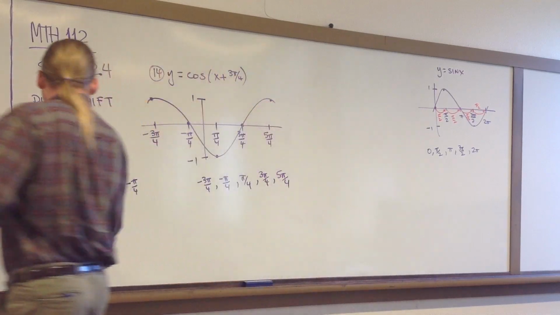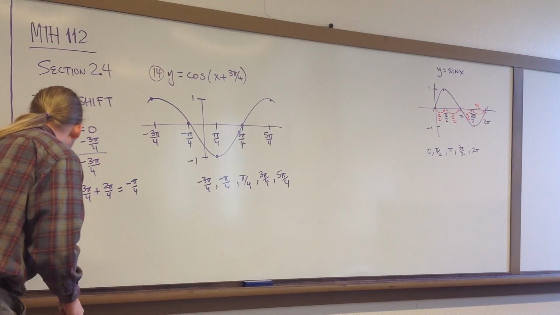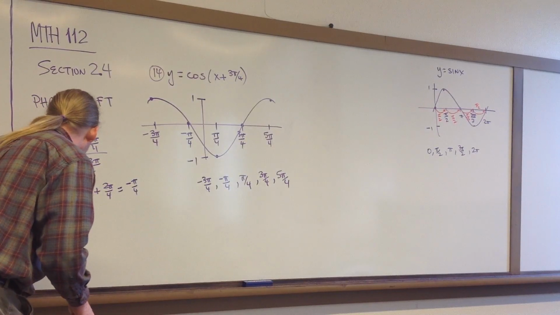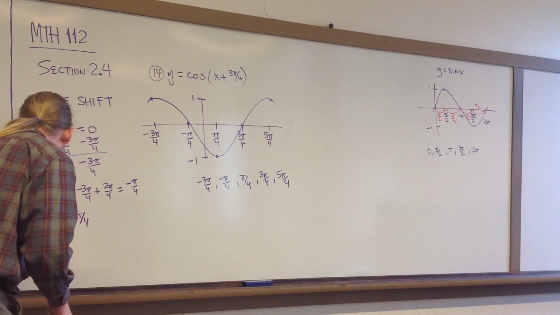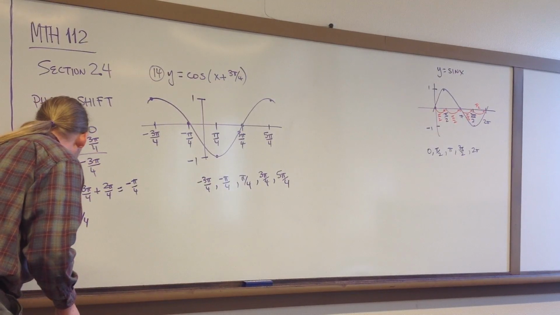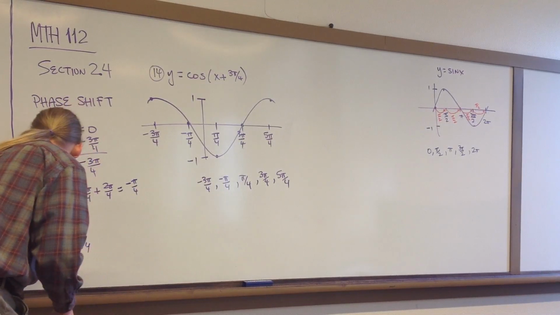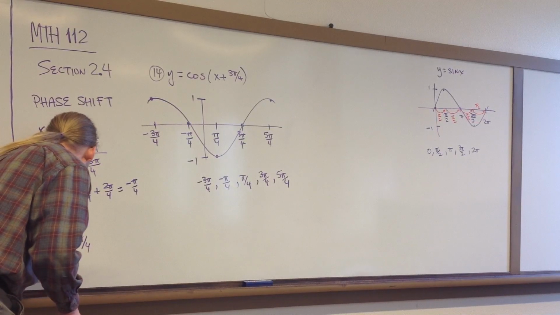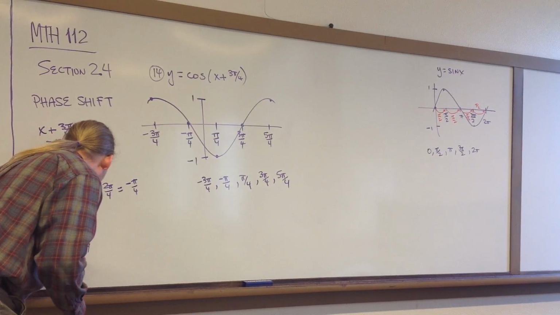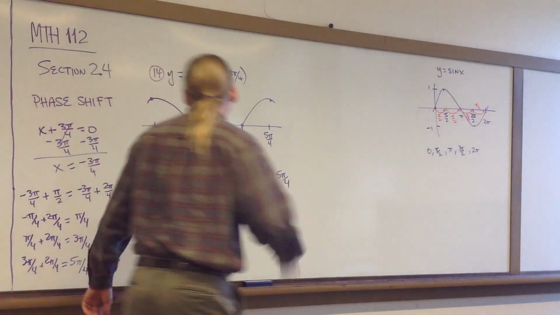So again, we're adding pi over 2, which is 2 pi over 4, which is helpful to have that common denominator. So there's our positive 1 pi over 4. Add on 2 pi over 4 again. There's positive 3 pi over 4. And then the last one here, add 2 pi over 4 again. And there's 5 pi over 4. And that's the end of the period.